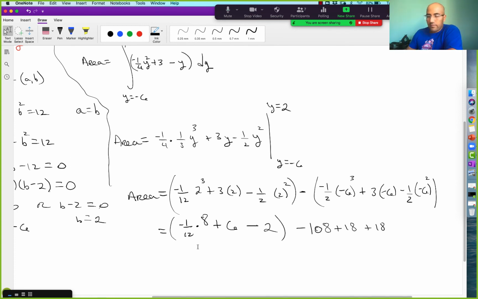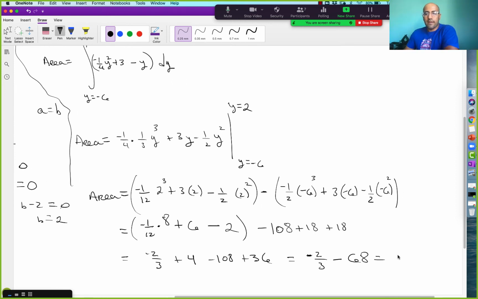Okay, so 8 divided by 4 can simplify to 2/3, so minus 2/3. This becomes plus 4. Minus 108 plus 36. Minus 72, minus 68, oh yeah, minus 68, okay. So this becomes negative 2/3 minus 68. So negative 67 1/3. Negative 67 1/3 as a mixed number. Something wrong.